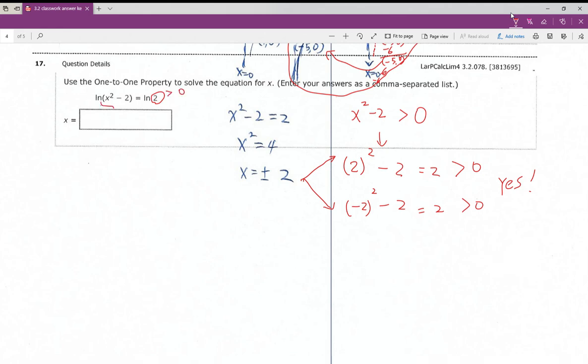But we need to make sure this one is also positive. If x equals 2 or negative 2, you plug it in to here to make sure this is positive, and yes. So we keep these two solutions.